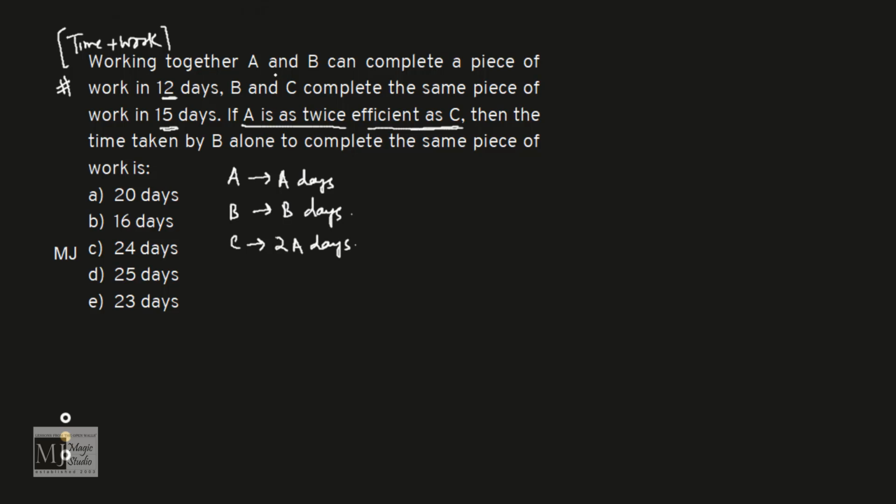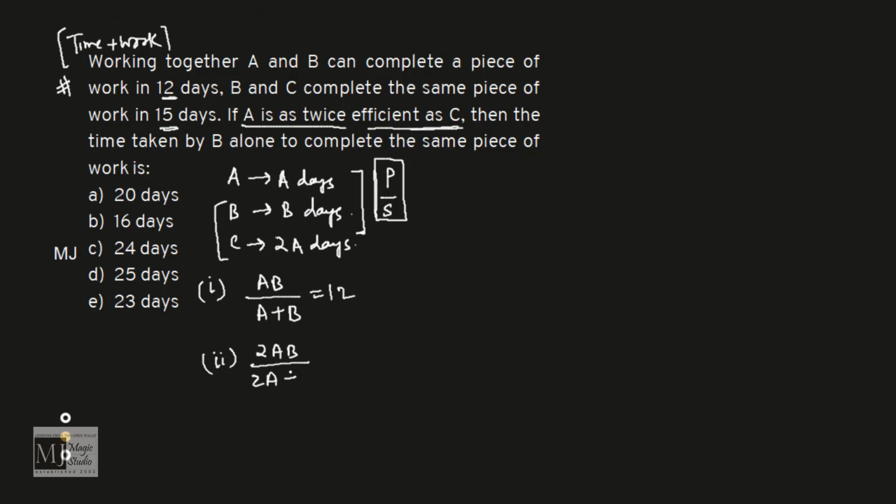Now what we have, working together, A and B complete the piece of work in 12 days. So the first equation, we know the addition equation. When we are adding up time, we use product by sum. So the first equation we will have is AB upon A plus B is equal to 12. And the second equation is with B and C. When we add up B and C, again the product is 2AB upon 2A plus B is equal to 15.